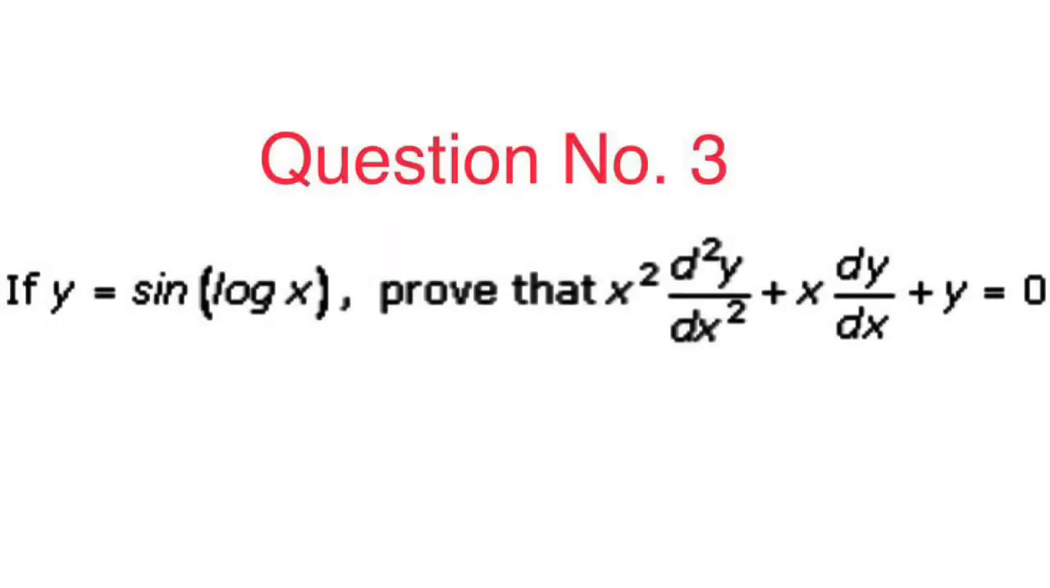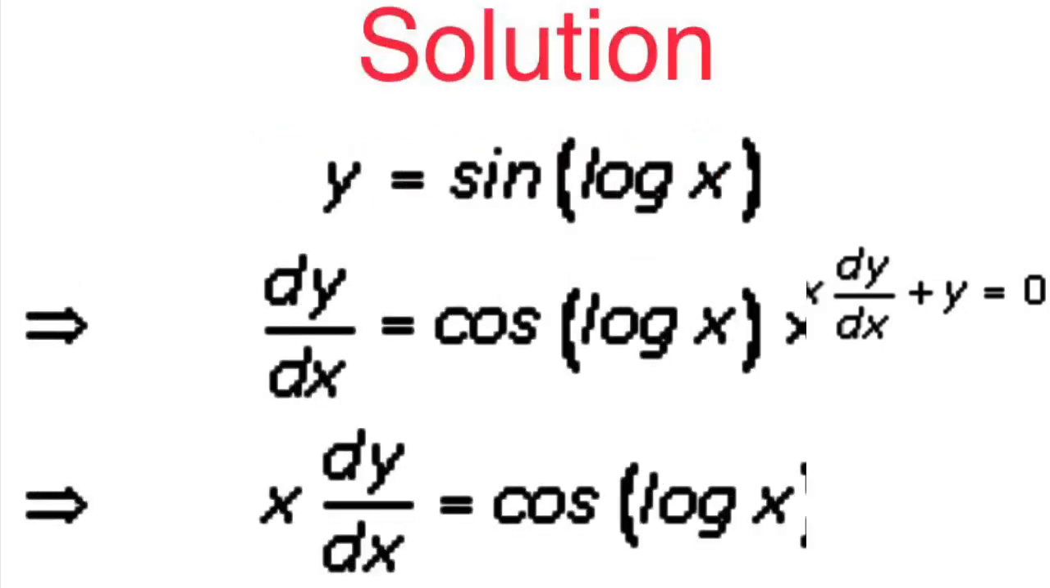Question number 3. If y equals to sine of log of x, then prove that x square into d square y upon dx square plus x into dy upon dx plus y equals to 0. Let's see the solution of this.